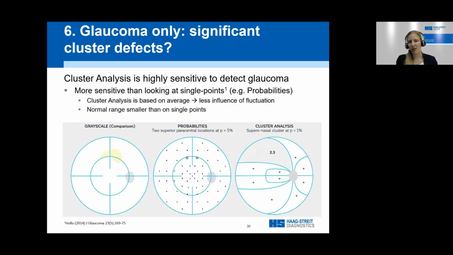And that's just because a lot of these locations here are just below this normality range, because normal ranges are quite big for individual points because of all that fluctuation. And the cluster is really summing, making an average that gets rid of all these random noises, but it's still a local average and not just something like an MD, which is too broad for glaucoma in most cases.